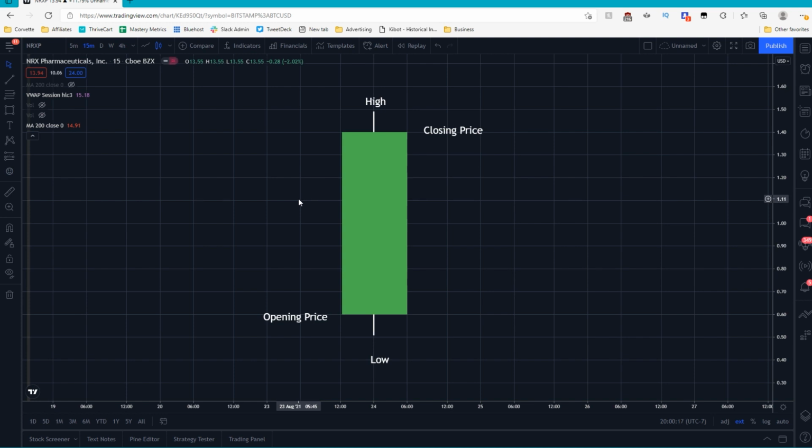And this would be considered a bullish candle or just a green candle because the close is higher than the open. So the market had moved upwards during that period.